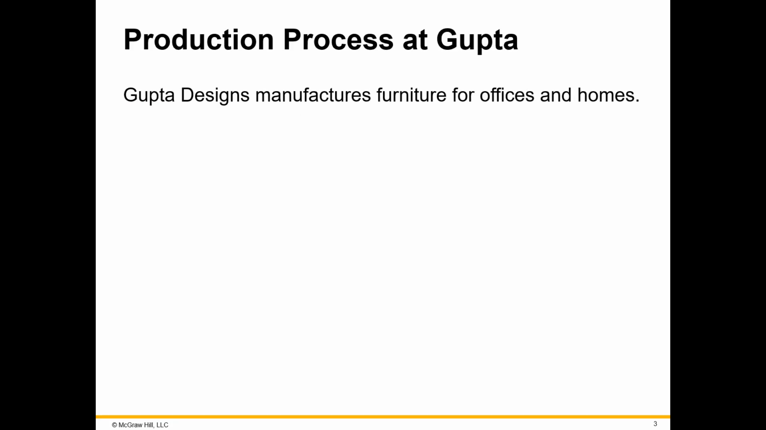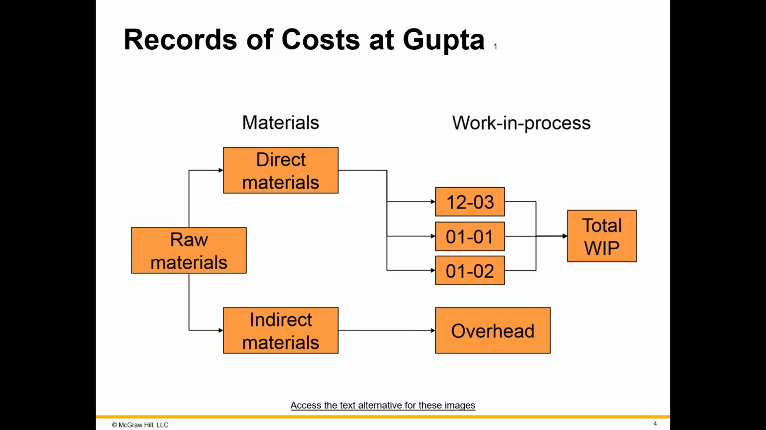To illustrate what job costing looks like, we're going to talk about a company called Gupta Designs. This company manufactures furniture for homes and offices. And in this example, we're going to talk about Gupta's 3 different jobs that they're working on. This is what the flow of raw materials looks like.